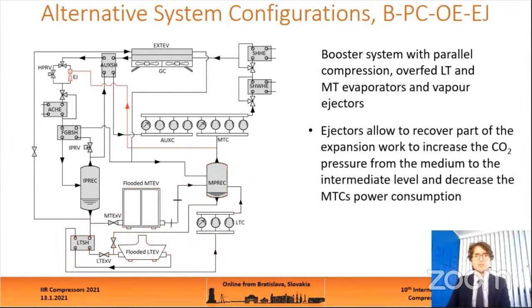The second configuration integrates overfed evaporators and vapor ejectors, which suck the vapor at the outlet of the medium pressure receiver and reject it at the intermediate pressure level, recovering part of the expansion work.